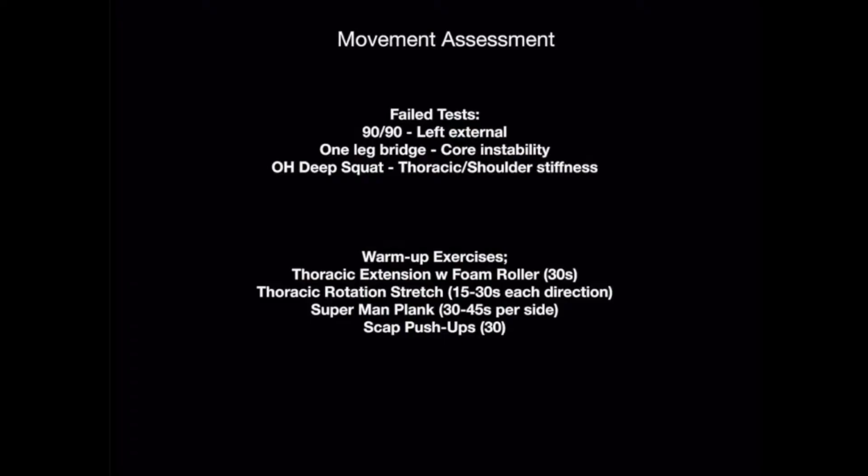The first part of our assessment is a movement assessment, which allows us to see how a player's body moves and if there are any mobility or stability restrictions within their movements that might prevent them from being the hitter or thrower that they could be. You can see here that there are 3 failed tests in this athlete's movement assessment, and below that are the warm-up exercises that we have prescribed to him to alleviate and improve some of the mobility and stability issues he has that came up in his movement assessment.